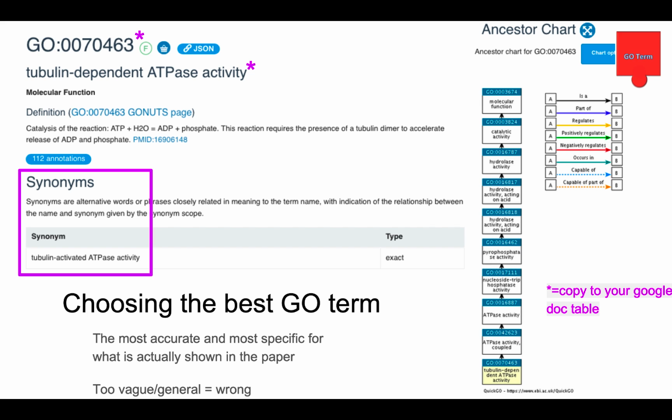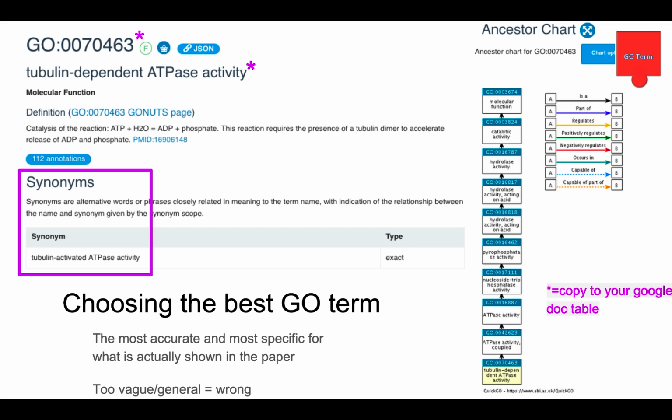For synonyms, I find that this is very helpful. Underneath the definition, down here, are the synonyms. Maybe the thing that I'm looking for is this term, and it came up because it was searching the synonyms. Even though this term isn't exactly the same, you'll check that to see if they're very similar.